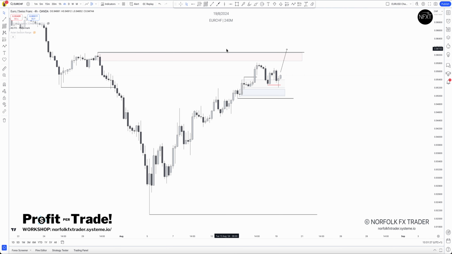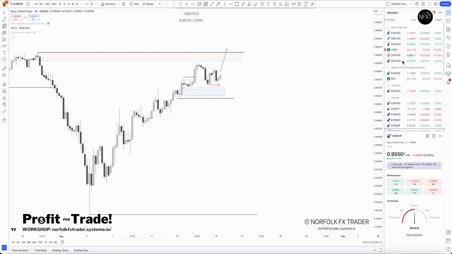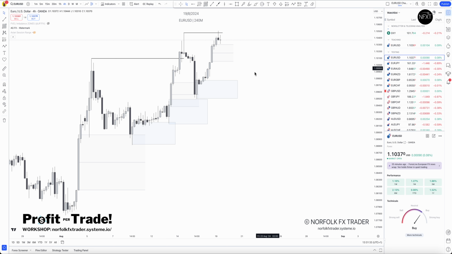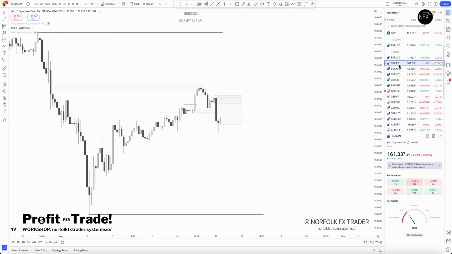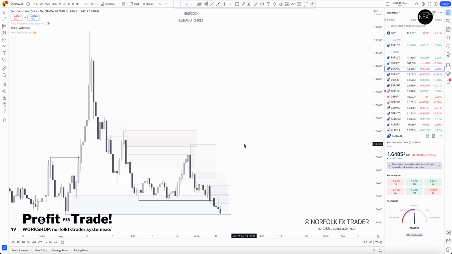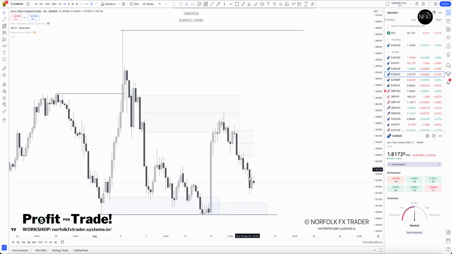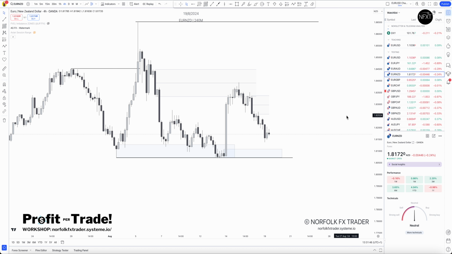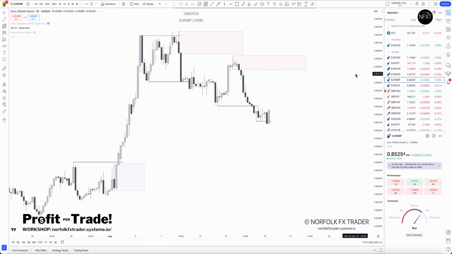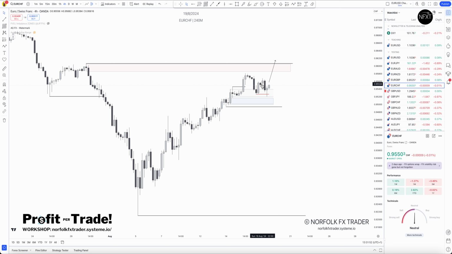We can identify by going through those pairs quickly again. The euro USD is bullish. The euro Japanese yen is potentially shifting bearish. Euro AUD could shift bearish as well. Euro New Zealand potentially could shift bearish, but is still bullish. Euro Great British pound is definitely looking bearish at the moment, and the euro Swiss franc is still looking bullish.